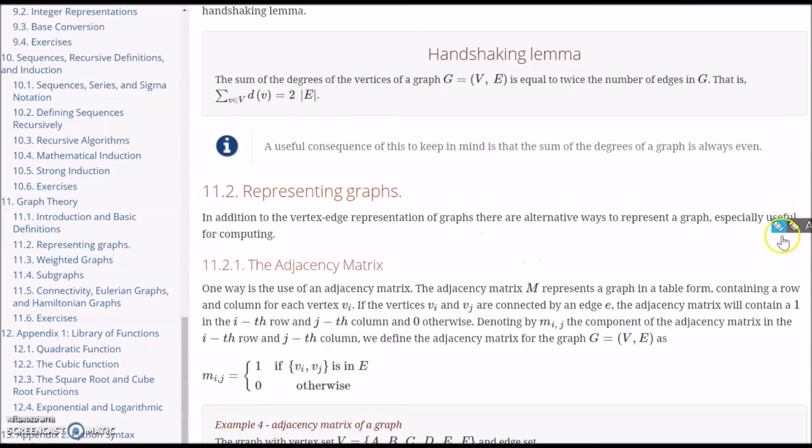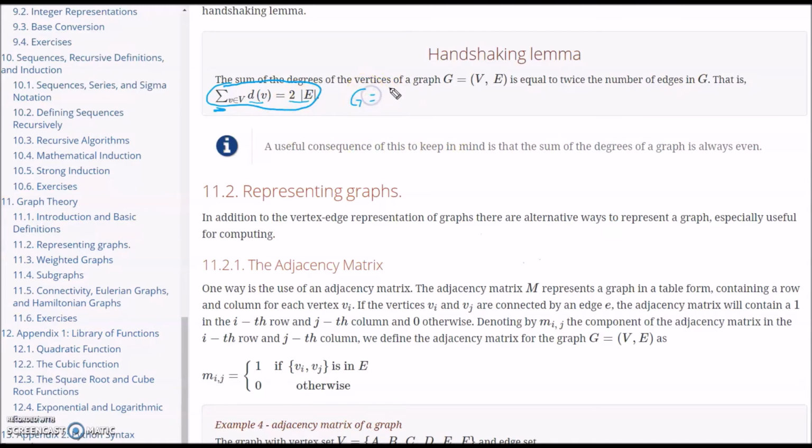Now, a very important theorem is called the Handshaking Lemma, and it tells us that the sum of the degrees of the vertices of a graph is twice the number of edges. So formally speaking, this is what we're saying right here. This means sum. If you add up all the degrees, you get 2 times the edges. So let's look at a simple example.